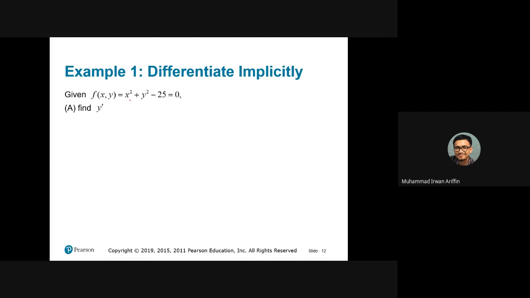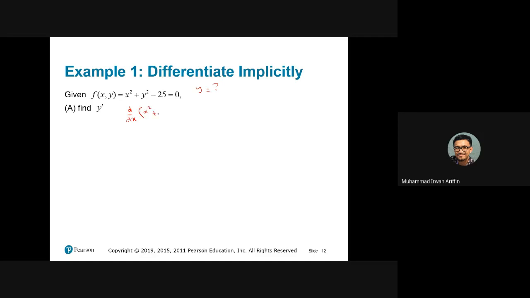Okay, so let's try to do this example together. We have this equation, and we have been asked to differentiate implicitly. Should we rearrange and put y on one side? Of course, this seems doable, but let's try to do the implicit differentiation. So we basically need to differentiate both sides.